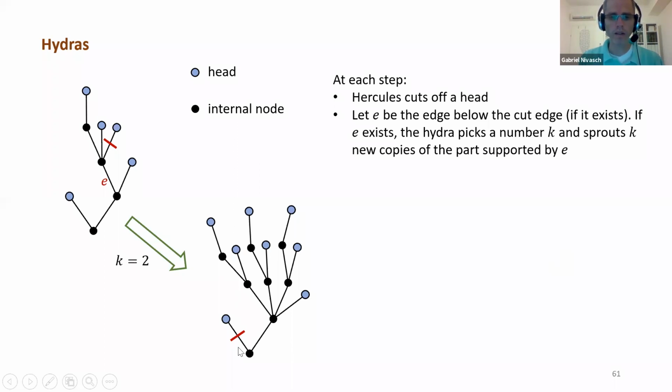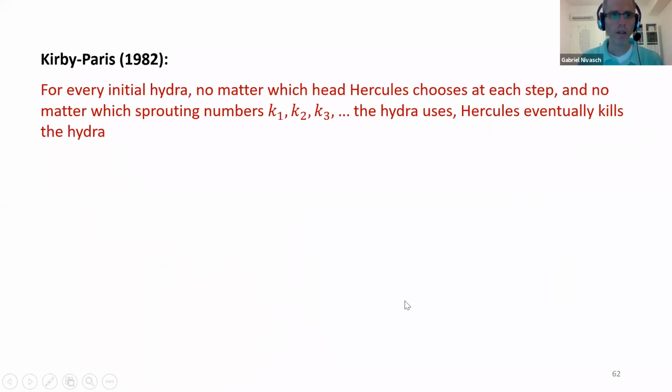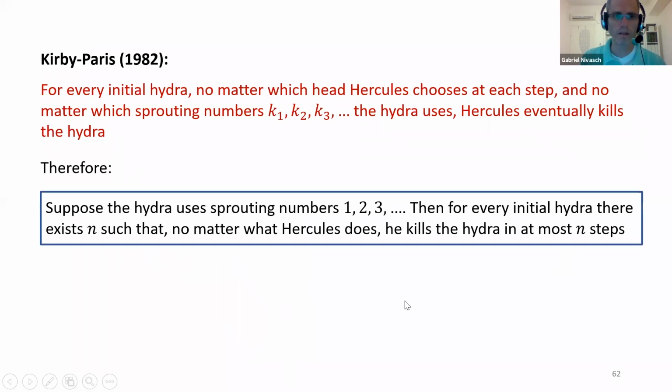In this case, the hydra doesn't do anything because this head is attached to the root. Okay, and Hercules keeps doing this. Okay, so you can prove that for every initial hydra, no matter which head Hercules chooses at each step, and no matter which sprouting numbers k1, k2, k3 the hydra uses, Hercules eventually kills the hydra. Okay, so the battle cannot go on forever.